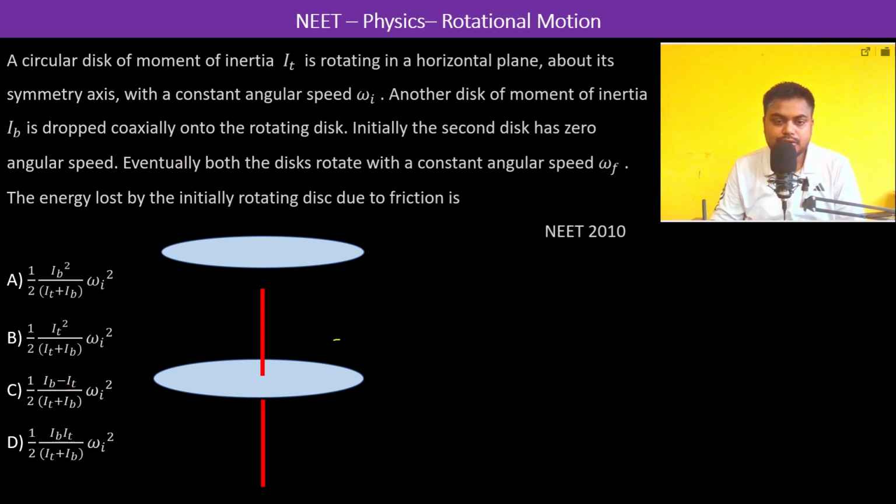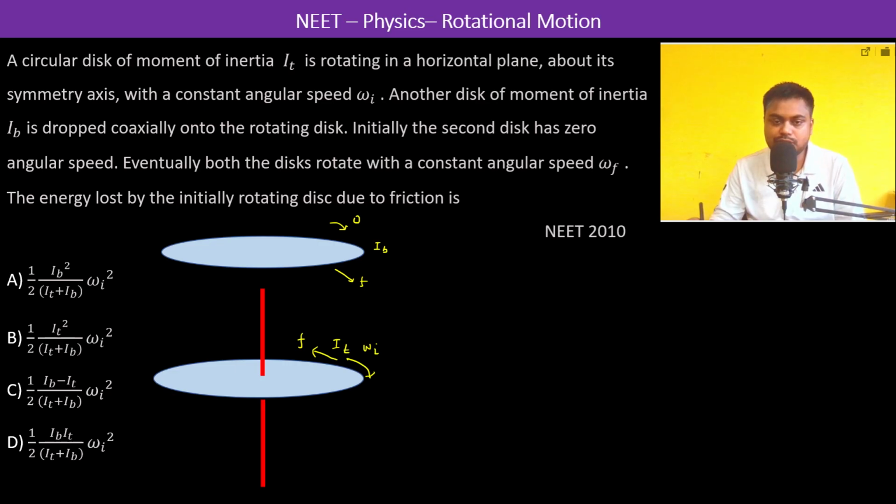So this is IT, a circular disk with moment of inertia IT, and it is rotating with angular velocity omega I. This one has moment of inertia IB and it is rotating with angular velocity 0. When both of them are placed in contact with each other, friction will act in this direction on the new one, and in the opposite direction on the initially rotating circular disk.